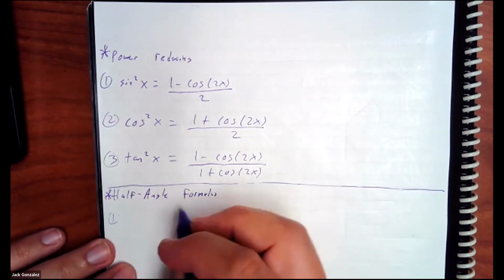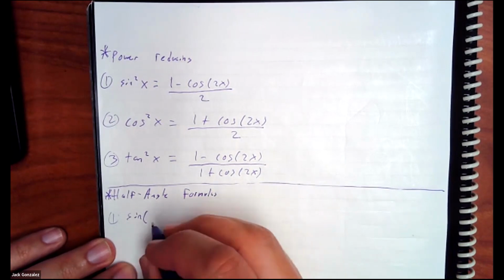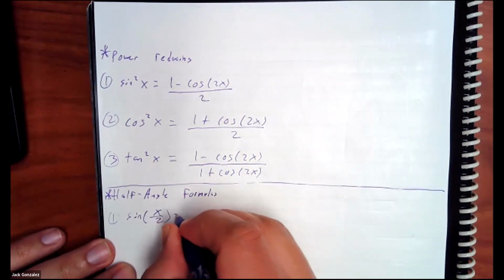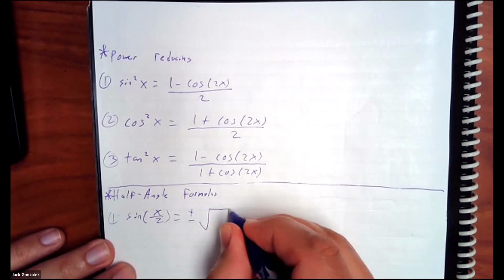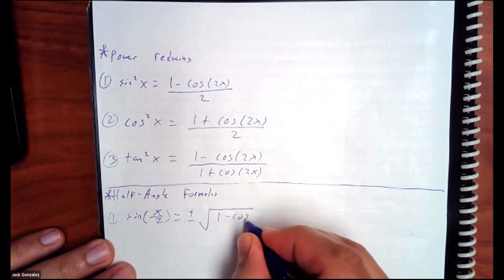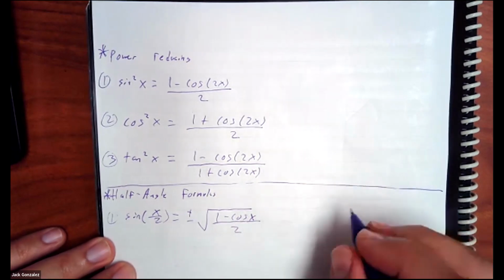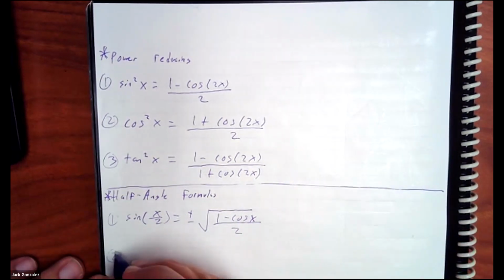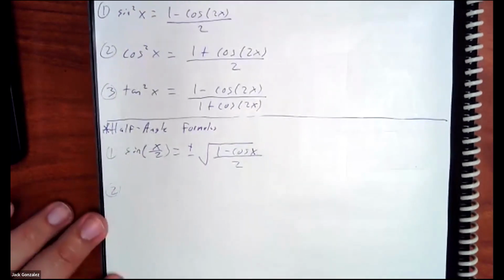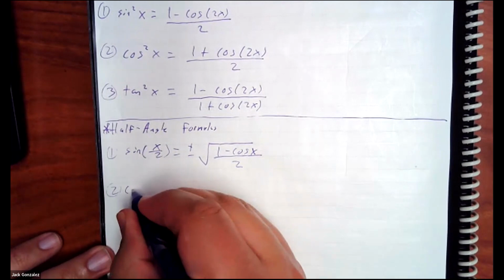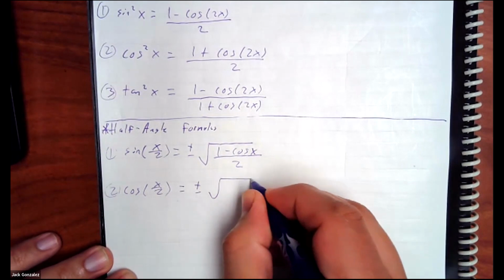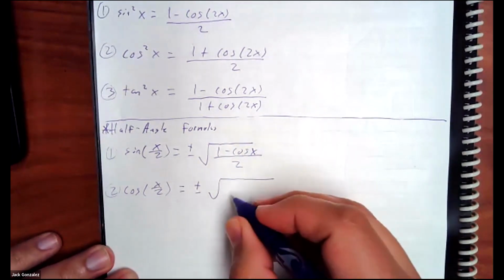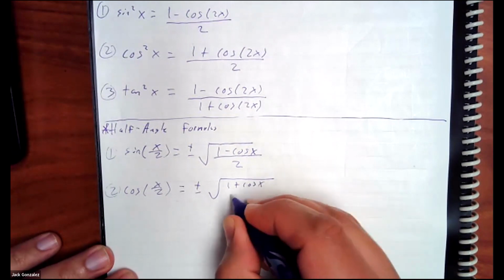All right, half angle formulas. Last set of formulas, promise. Sine of x over 2 is equal to plus or minus the square root of 1 minus cosine x over 2. Number 2, cosine of x over 2 is equal to plus or minus the square root of 1 plus cosine x over 2.